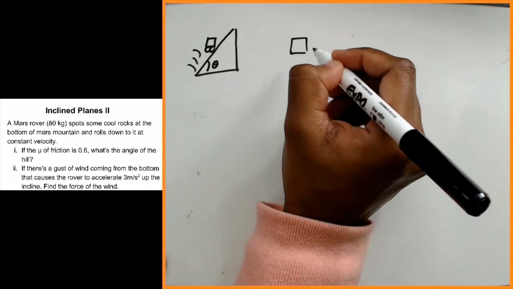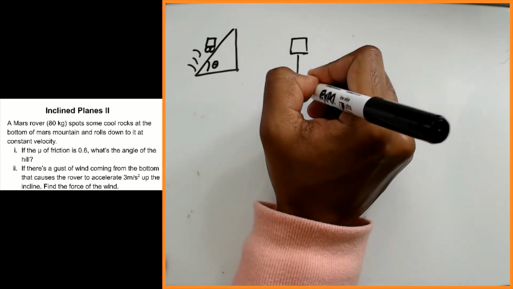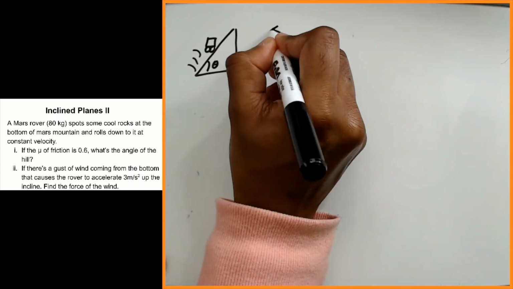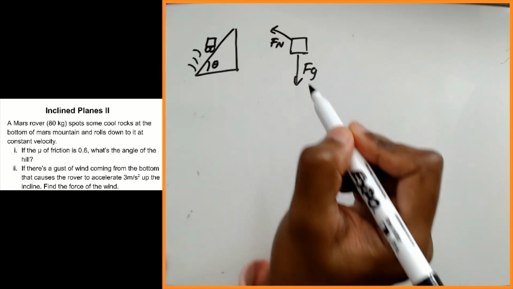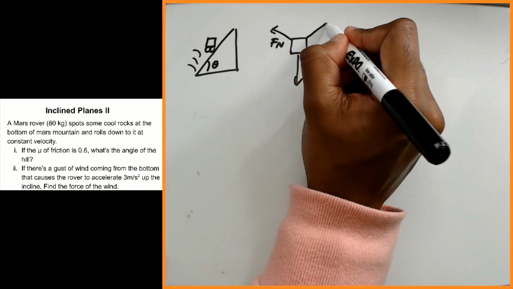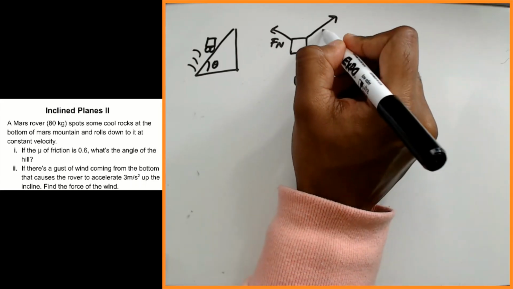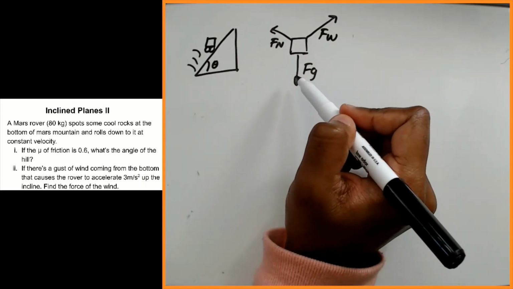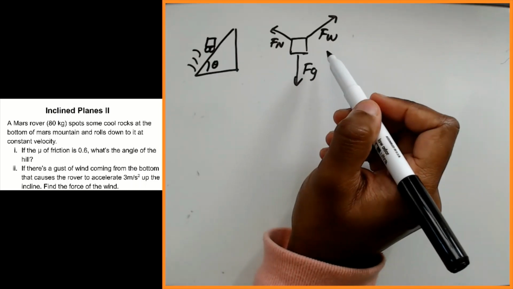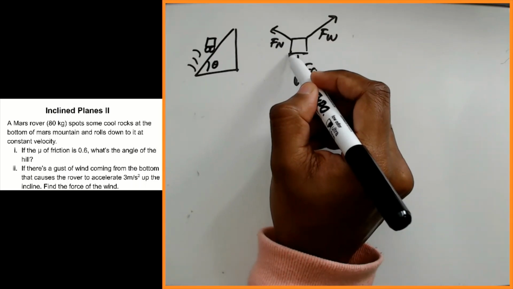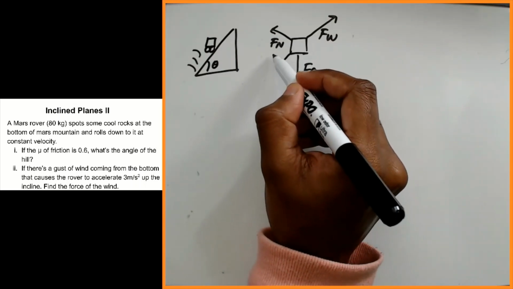So once again, the forces are pretty much the same. So we have Fg pointing straight down, and then we have Fn pointing straight out. And then we have the force of the wind that's pushing straight this way, Fw. And note that it's accelerating up the incline, and force of friction always opposes the motion. So friction is going to be down the incline now, like this.